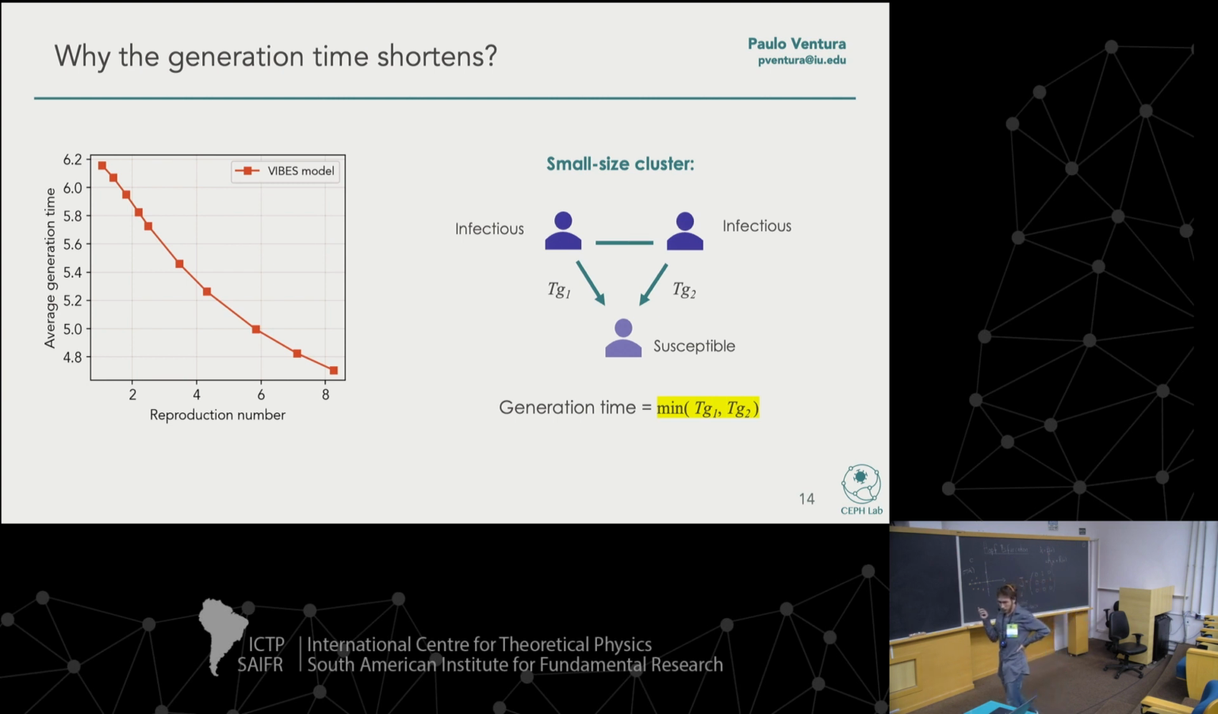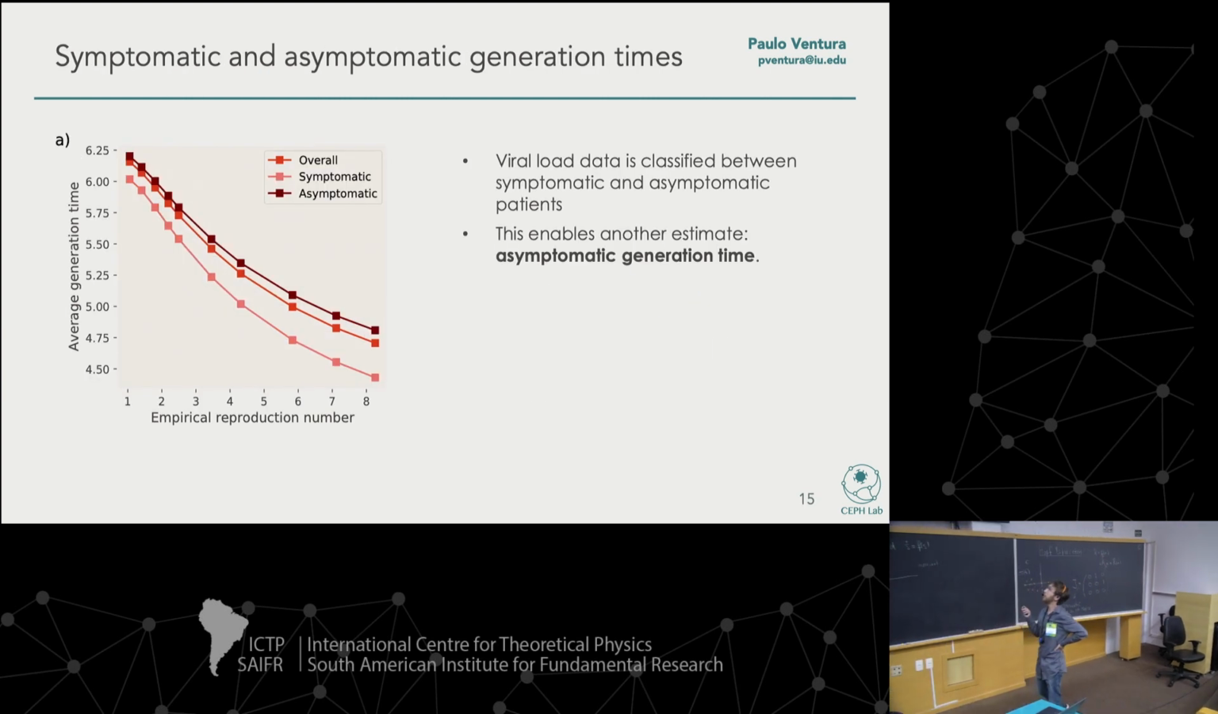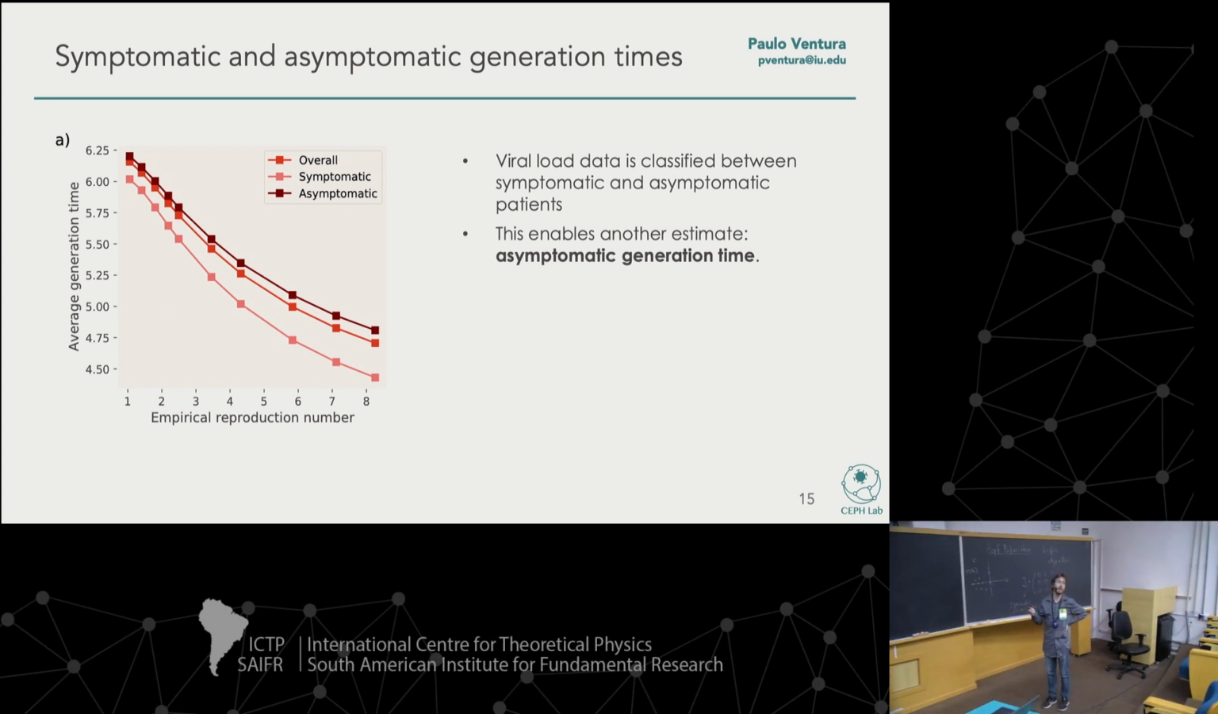Okay? As a bonus panel of results, we can also estimate the generation time by symptom onset. This is for asymptomatic people, and that's for symptomatic people. And as you can see, there is a difference. What is the big thing here is that asymptomatic generation time is very hard to obtain from the field, simply because asymptomatic people are hard to detect.